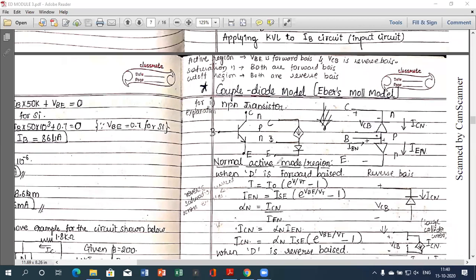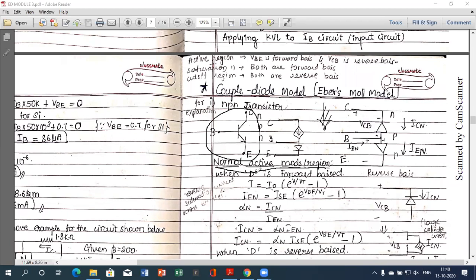Now, using these conditions and regions, I am going to replace this transistor by the diodes and current sources. Let us first concentrate on this transistor. We will assume that it operates in the normal active mode region, that is, the active region. We call it the normal active mode region.